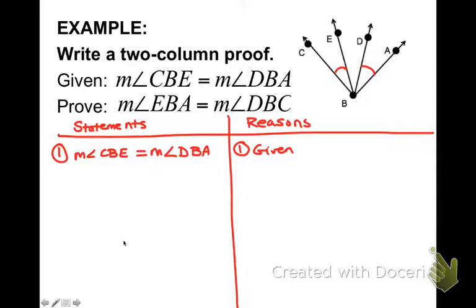Now let's look at the prove. This is where we want to get to. I want to prove that the measure of angle EBA, which is here, is congruent to angle DBC, which is here in yellow. So I need the blue to equal the yellow. How do I get there?